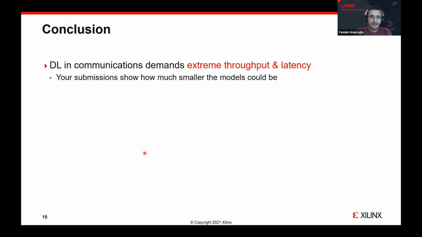wrapping everything up, we have this interesting new frontier of deep learning expanding into all kinds of applications. In some domains, like in communications, modulation classification, we need extreme throughput and latency, which puts some very stringent constraints on what kind of neural networks we can actually have if we're ever going to meet these throughput and latency demands. Your submissions into the challenge really show how much smaller the models that we are deploying could actually be, while helping meet these throughput and latency targets, as well as staying over a certain accuracy.